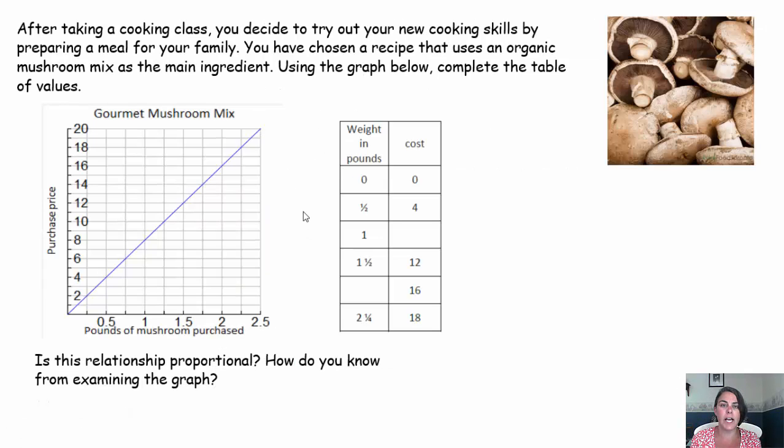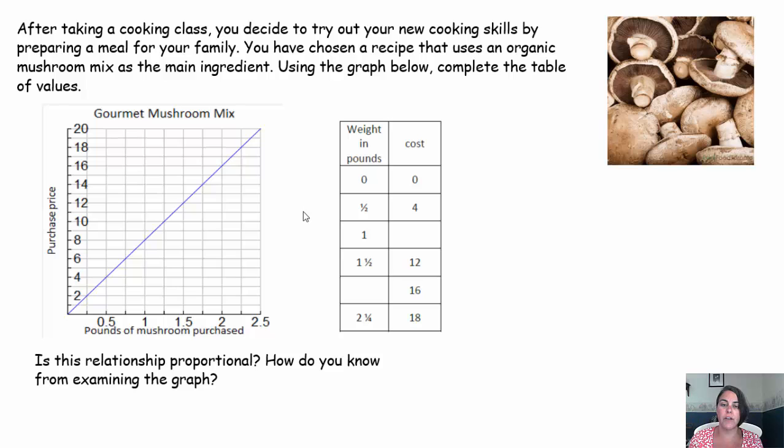After taking a cooking class, you decide to try your new cooking skills by preparing a meal for your family. You have chosen a recipe that uses an organic mushroom mix as the main ingredient. Using the graph below, complete the table of values. Is this relationship proportional? How do you know from examining the graph? So pause the video, try it out, come on back.